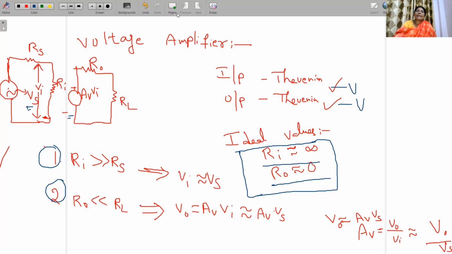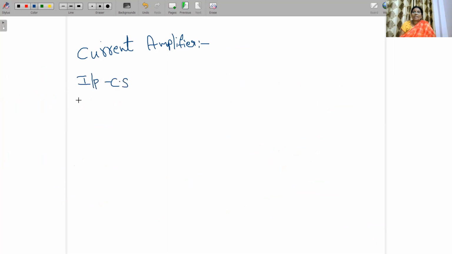Then we'll go for the current amplifier. What is meant by current amplifier? Both the sources are current sources. Input side is a current source and the output side is also a current source. Right now both are current sources.